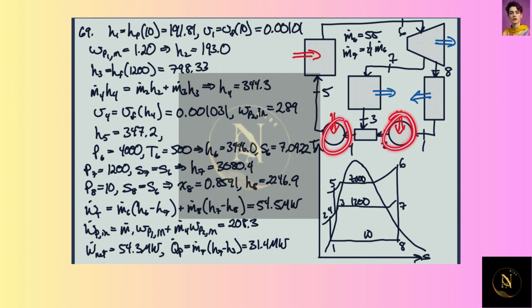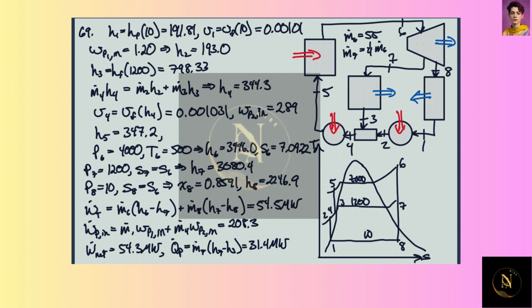This is where we're really putting most of the energy in. So then, let's see here. At 6, we have a pressure and a temperature. We were told that the temperature of the turbine inlet was 500 degrees C, so we can get the enthalpy and the entropy.